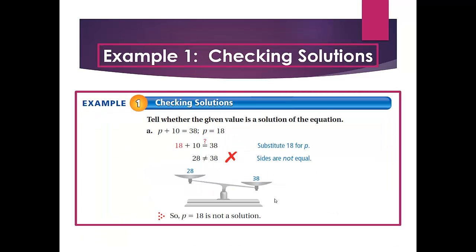Now for our first example, we're checking solutions. Tell whether the given value is a solution of the equation. For A, we have p plus 10 equals 38, and we're going to see if p can equal 18. So we're going to substitute in 18 for p. So we have 18 plus 10 equals 38. And 18 plus 10 is 28, and 28 does not equal 38. So p equals 18 is not a solution.